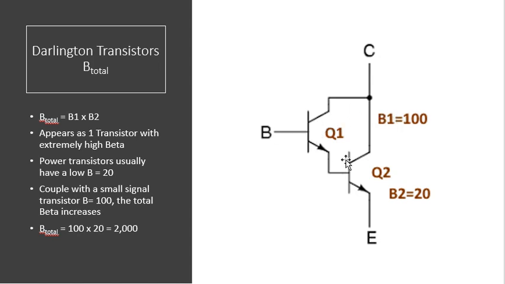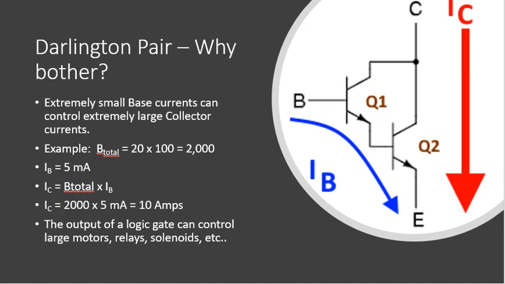You can do this with two separate transistors, or you can actually get Darlington pair transistors that are already built that way. If we look at the beta for this one, we have the first beta of 100 from our small signal transistor Q1 times the beta of our power transistor of 20. We get a total beta of 2000. So why bother? Extremely small base currents can control extremely large collector currents.